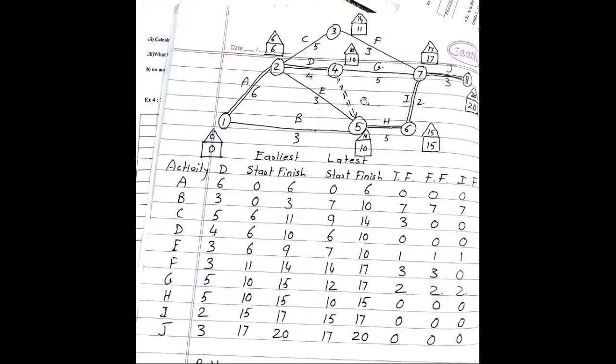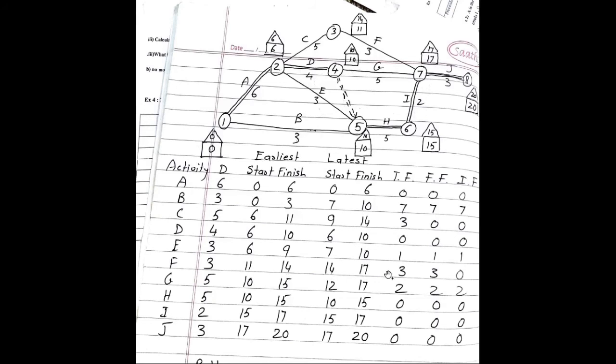So we have already completed the earliest start, earliest finish, latest start, latest finish. We have to find total float, which is nothing but latest start minus earliest start. So 0 minus 0 will be 0. 7 minus 0 will be 7. 9 minus 6 will be 3. 6 minus 6 will be 0. 7 minus 6 will be 1.